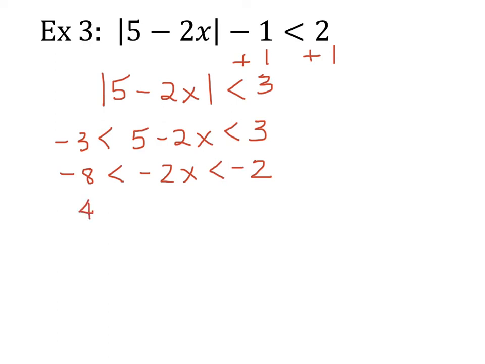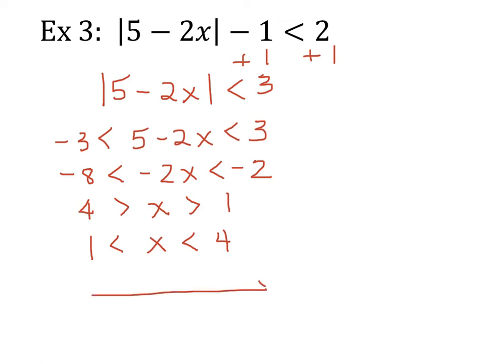So that gives us 4 greater than x greater than 1. Now we want this in order. This is out of order. The 1 needs to come first, which means we're going to switch everything. So let's flip it over. So we have 1, and if you see here the little end is pointed at the 1, we want to keep it that way. So this says x is between 1 and 4.